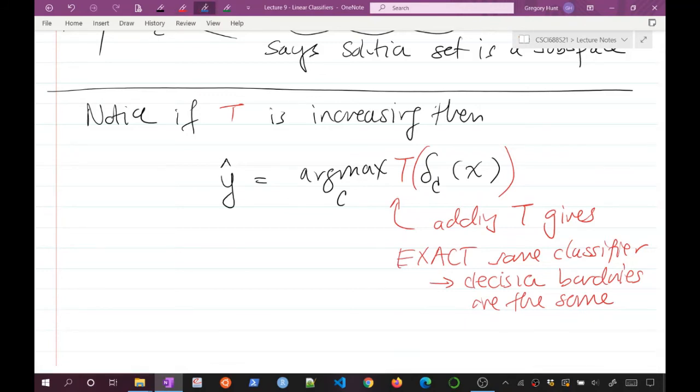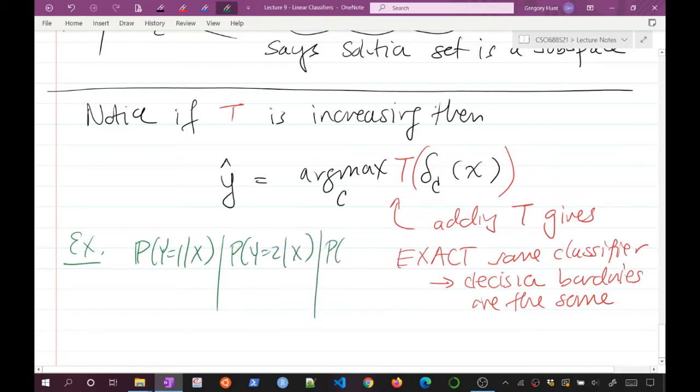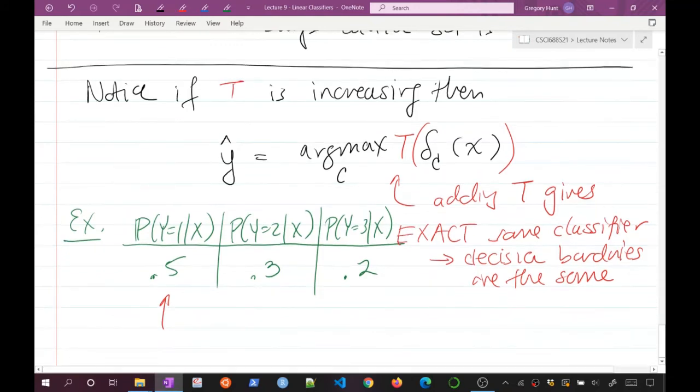Why is that true? Why can I throw an arbitrary monotone transformation in there? The example to keep in mind is something like this. Maybe I have a Bayes classifier with three classes. I calculate the probability y is 1 given x, the probability y is 2 given x, and the probability that y is 3 given x, right? Maybe it's 0.5, 0.3, and the last one better be 0.2. So I have my three classes, and my Bayes classifier would say, aha, class 1 has the highest probability, and therefore my y hat is class 1.